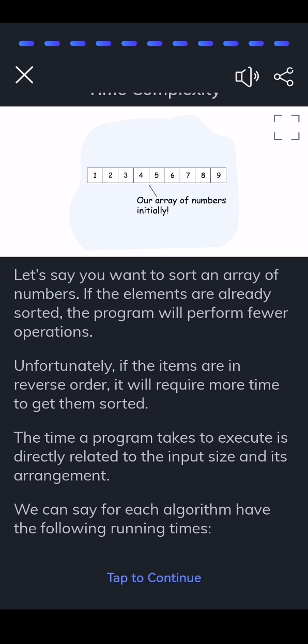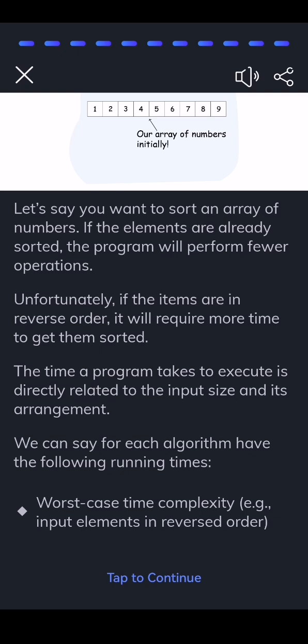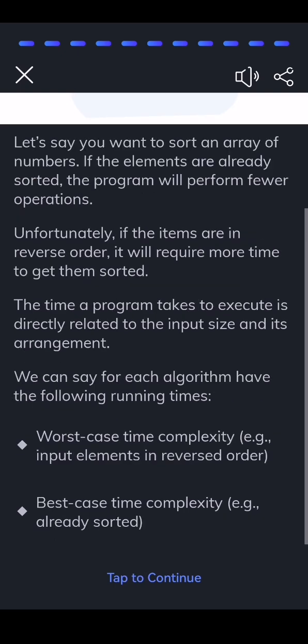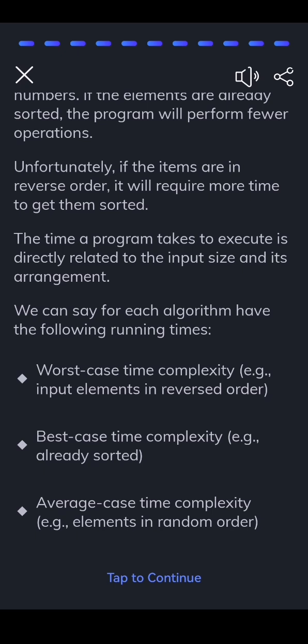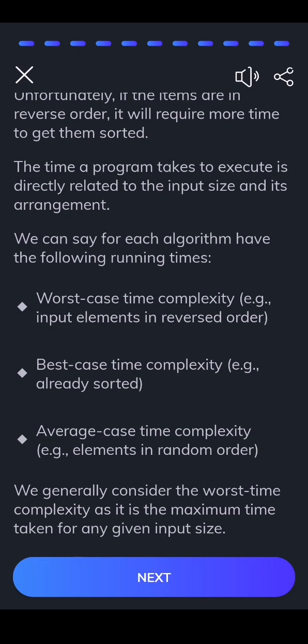We can say each algorithm has the following running times. Worst case time complexity, for example, input elements in reversed order. Best case time complexity, for example, already sorted. Average case time complexity, for example, elements in random order. We generally consider the worst time complexity as it is the maximum time taken for any given input size.